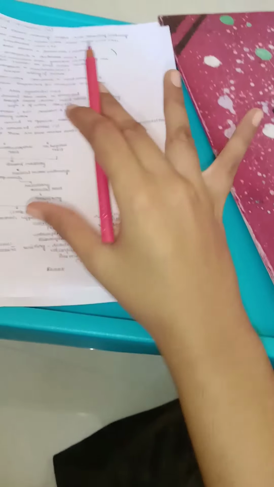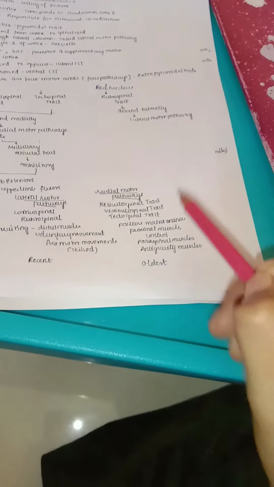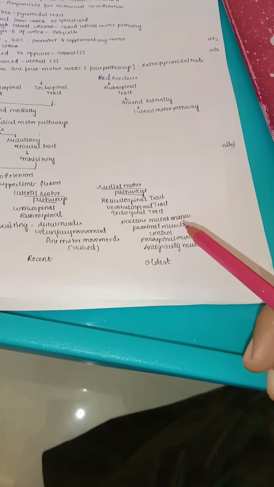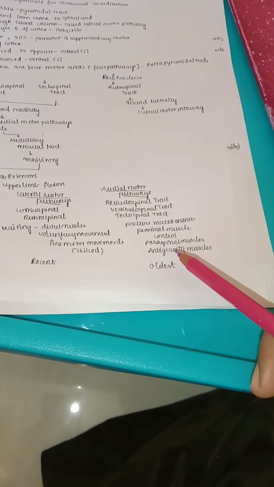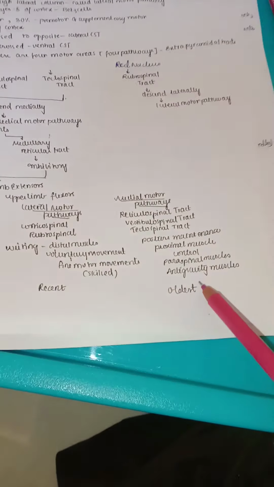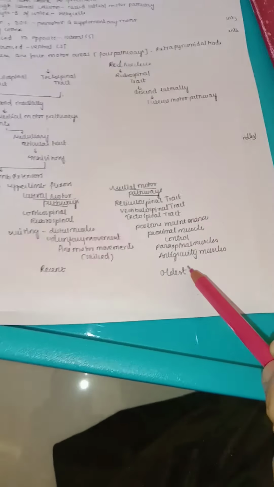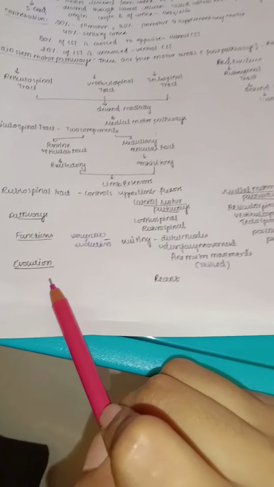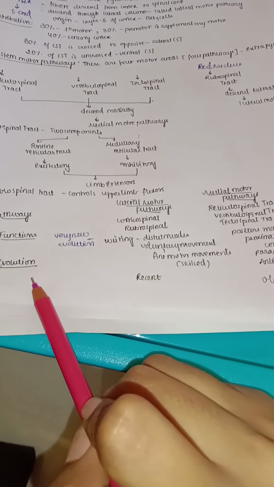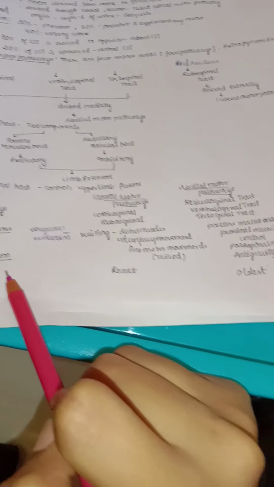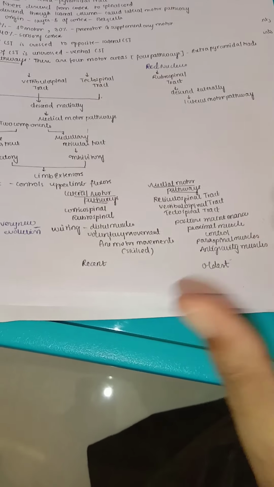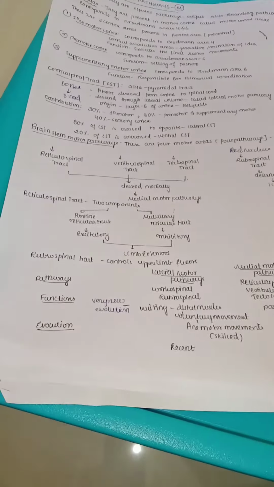So for example, this is a hand, and this is the distal one, and this is the proximal one. The proximal one is mainly useful for postural maintenance and also controls the paraspinal muscles and anti-gravity muscles. So these are all useful for posture maintenance. And you can see evolution. The evolution of lateral motor pathways is recent. It's a very new evolution, whereas the medial motor pathways are the oldest evolution. So these are some of the important points about descending motor pathways.